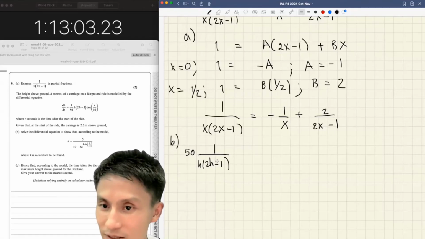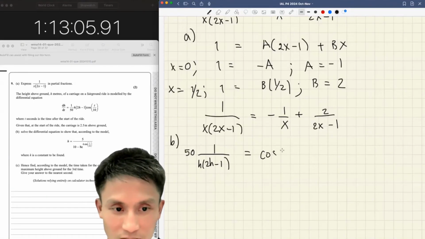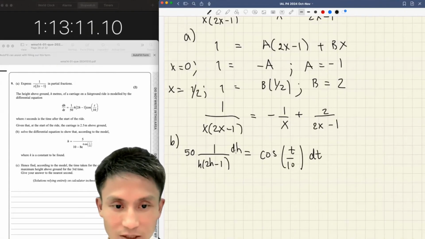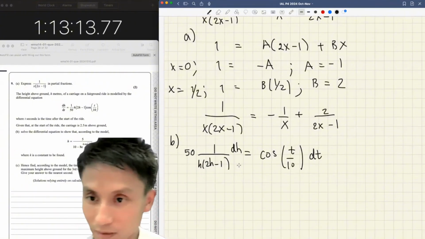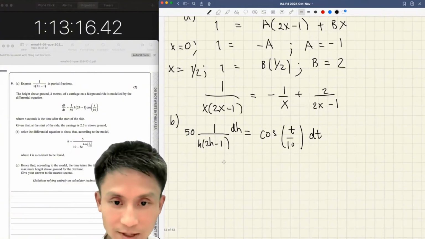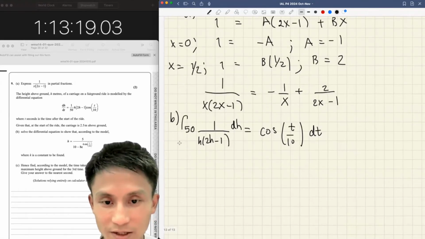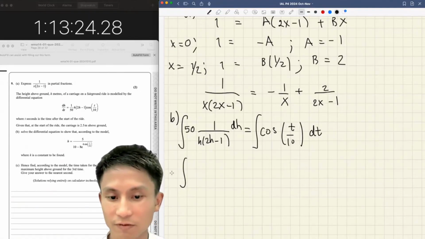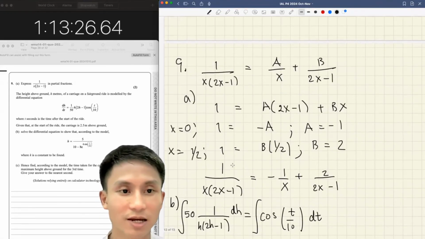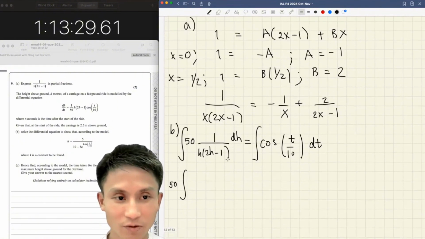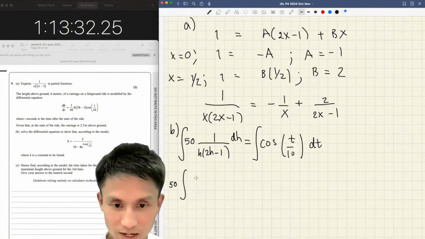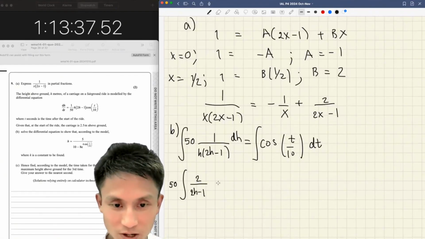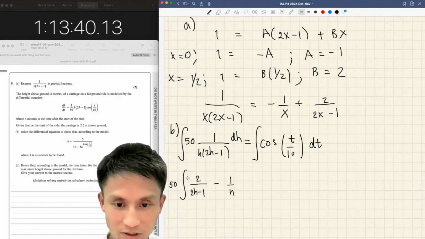Okay, so I'm making the left side that, and the right side is just cos(t/10) dt. So this is dh. Everything is fine, so integrating both sides. This will turn to, I'm just going to take 50 outside because I don't like it playing around inside. Then we take the partial fractions there, swapping to make it a little nicer. So 2 over 2x minus 1, we're going to change it to 2h minus 1, and this is a minus 1 over h.